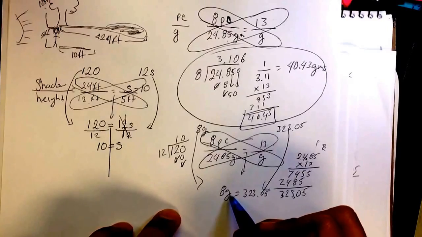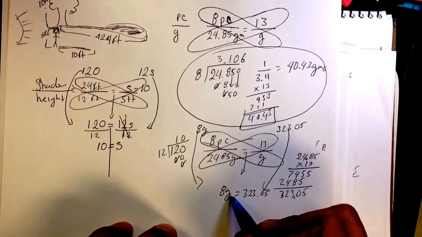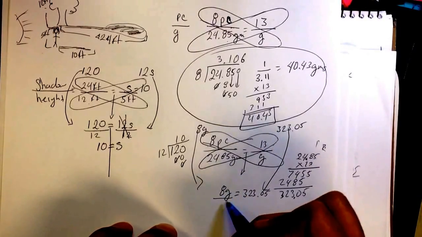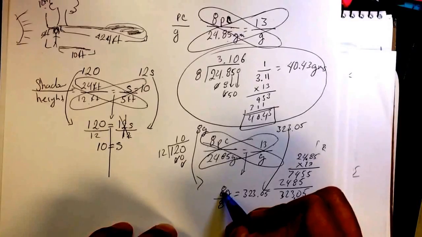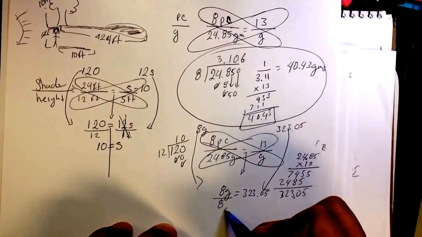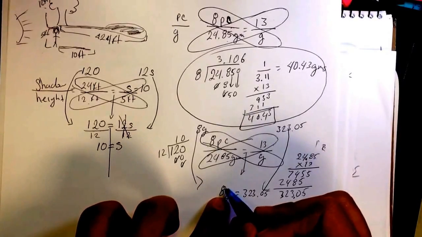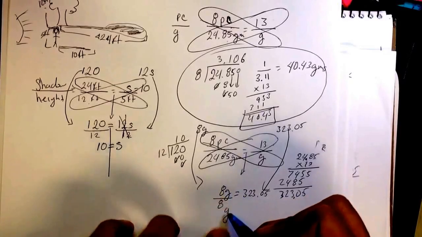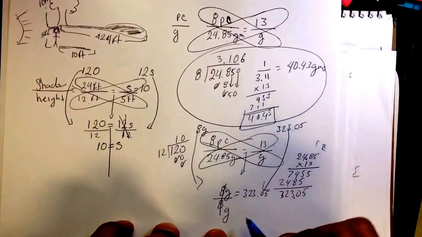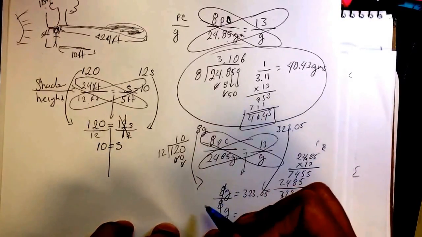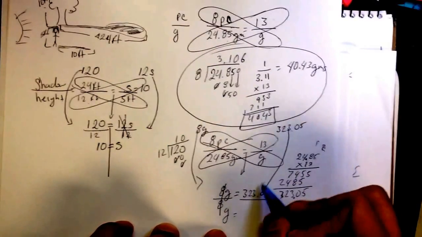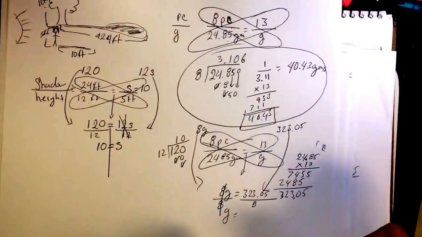Well, we want G by itself, right? So to get rid of G, we divide by 8. 8 divided by 8 equals 1. So it'll give me only 1 G, because right now we have 8 G's, right? I don't want 8 G's, I want 1 G. So if you divide it, it gives me 1 G. We're not really eliminating, we're just dividing. And then you divide it by 8.